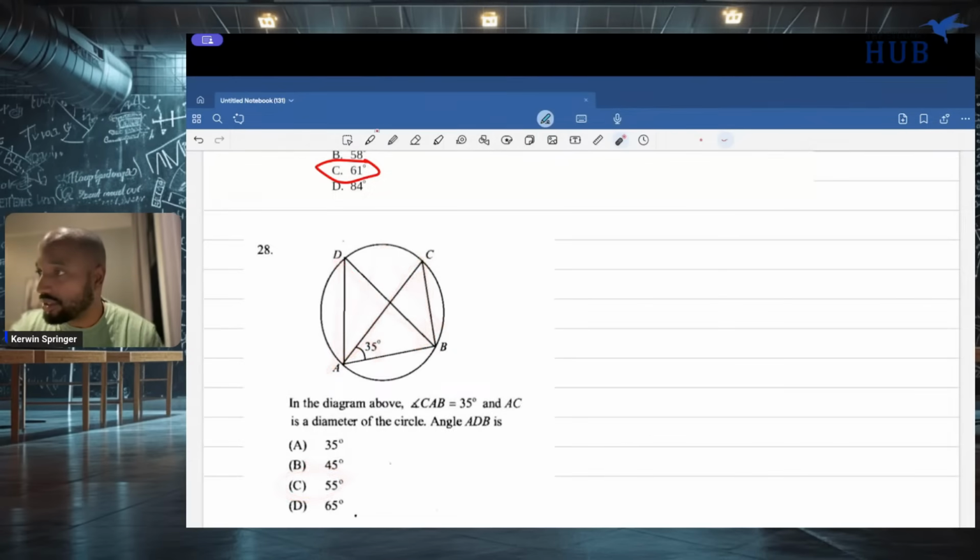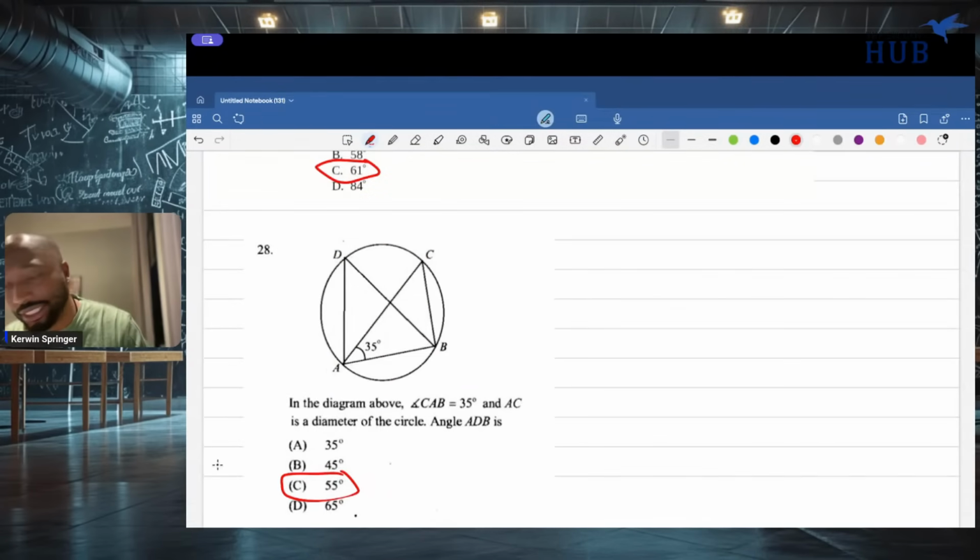So see again. Gina coming in with some sweet. ADB, right? Yeah, so they wanted this one. So it turns out that these two angles are the same, and this is 90. So 55, 55. Well done, Gina.